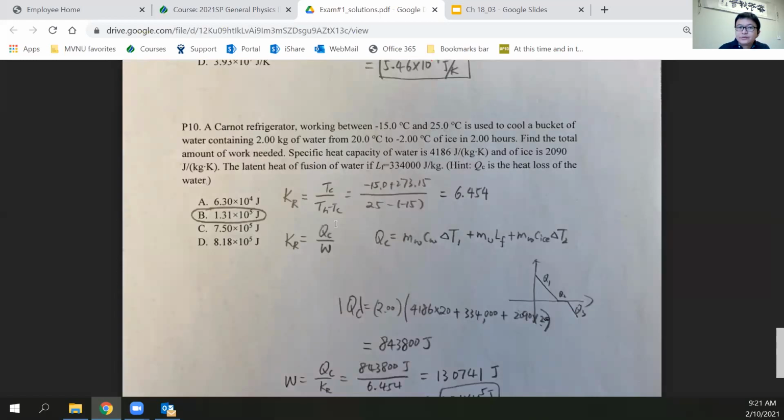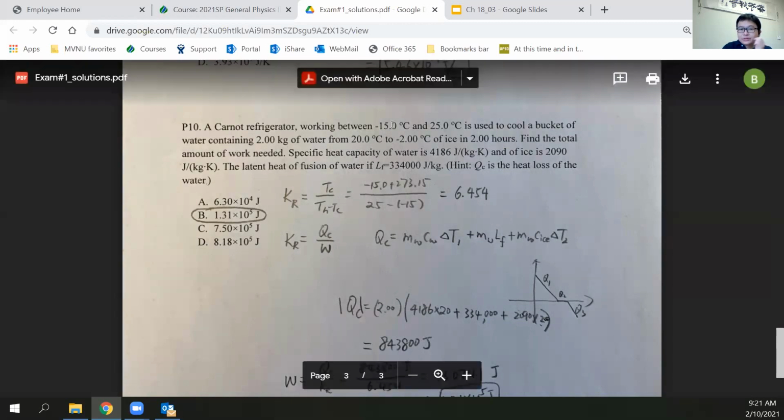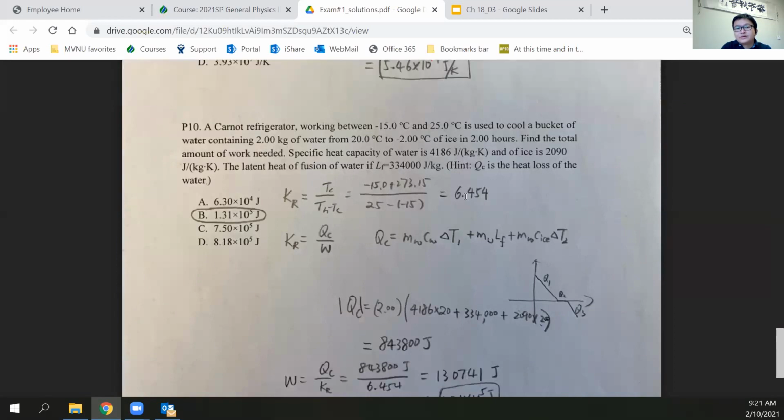Number 10, this is a refrigerator. It tells you this is a Carnot refrigerator, so you'll be using the ideal coefficient of performance between the two temperatures that are given in degrees Celsius. Again, you want to convert them into Kelvin first when you calculate this coefficient of performance. So that tells you the coefficient will be TC over TH minus TC. You can convert just TC into Kelvin, because TH minus TC is the difference of two temperatures, so you don't necessarily have to convert those two in the denominator. If you do, it's the same.